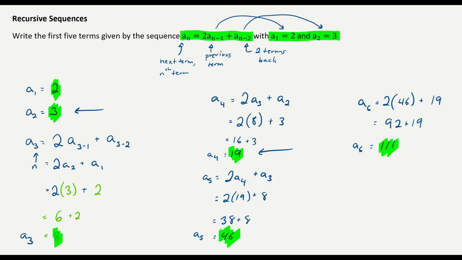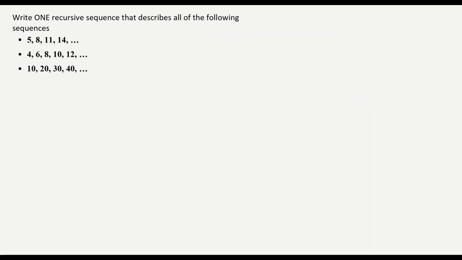So recursive sequences allow you to define a more tricky type of pattern, but they're also limiting because you can't just jump to the 40th term right away and find just that. You have to find all the terms before it. Okay, let's practice writing a recursive sequence.